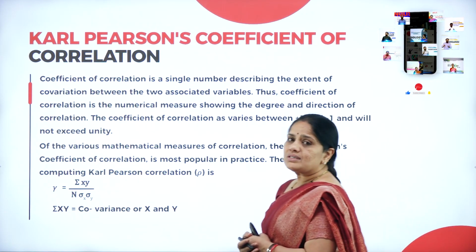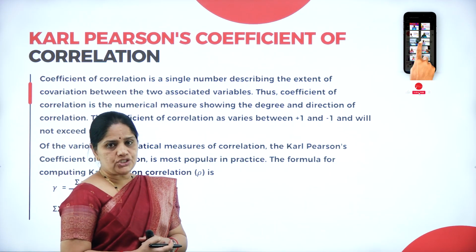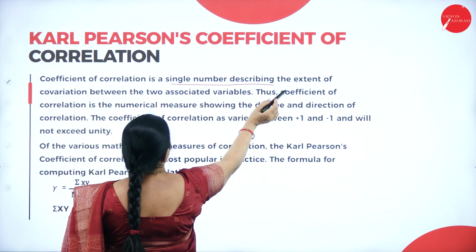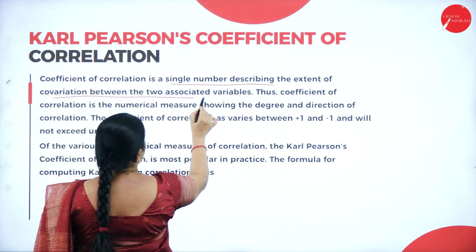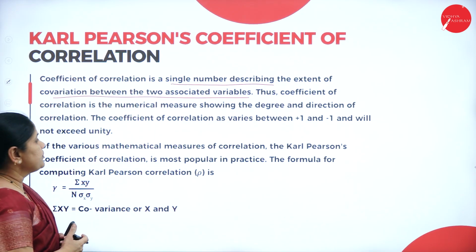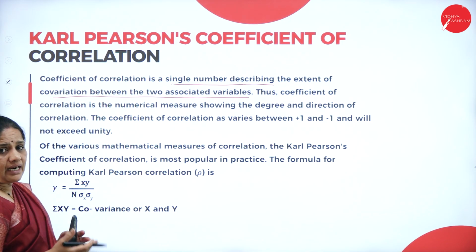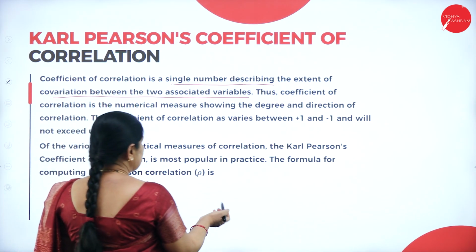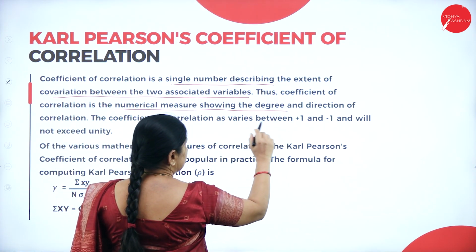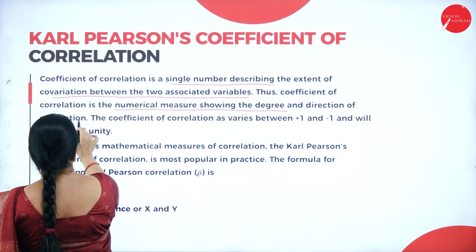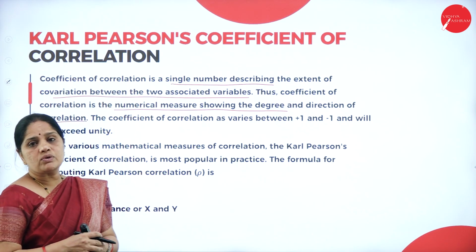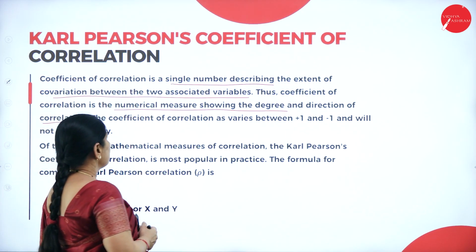Now let us understand what this Karl Pearson's coefficient of correlation means. The coefficient of correlation is a single number describing the extent of covariation between the two associated variables. So what is the variation between the two associated variables? That we will be able to know. Thus, the coefficient of correlation is the numerical measure showing the degree and direction of correlation. So, with the help of this coefficient, we will be able to assess what is the degree and what is the direction of the correlation.